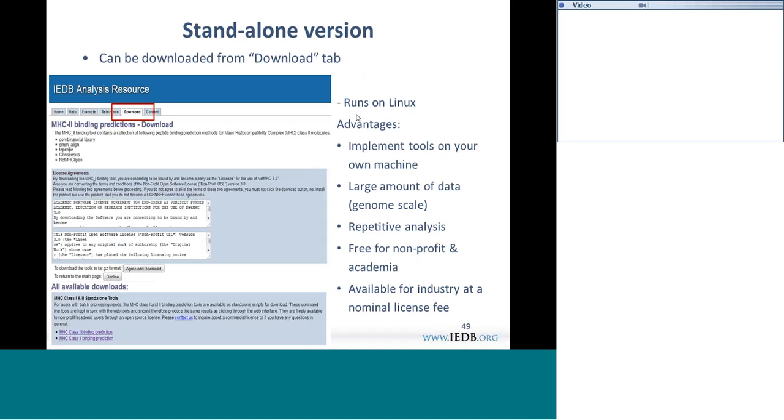And also, until now we were seeing the web or online version. Now we will see the standalone version. On the same download tab, you have this page where you can download the standalone tool. The features of this are that it runs on Linux, so you can download this and implement it on your local machine. This is very useful when you have a large amount of data or repetitive analysis to be done. It's free for non-profit and academia, and available to industry also at a nominal fee.